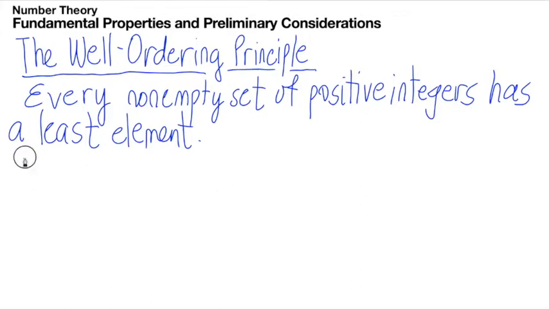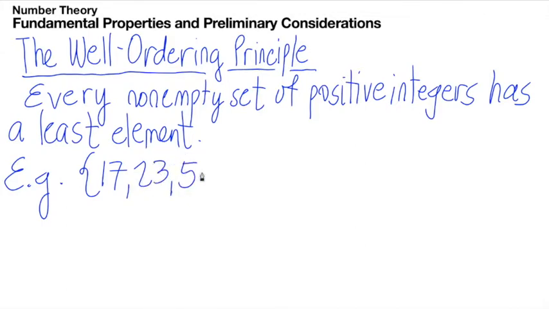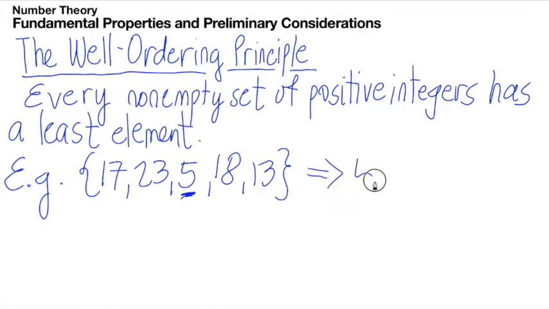So as a rough example, let's give the set of 17, 23, 5, 18, and 13. So this set can be ordered from least value to the greatest value as 5, 13, 17, 18, and 23. So from that ordering, we can see that, obviously, the least element in this set is therefore 5. The least element in this set is 5.